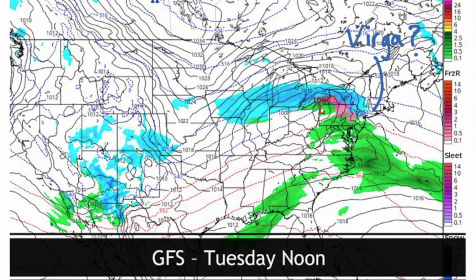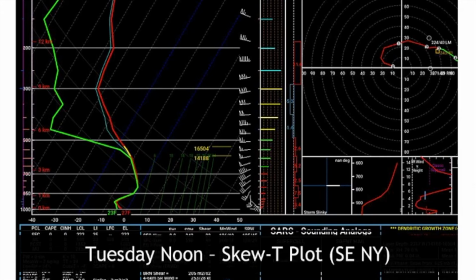So we move to tomorrow's situation, and this is tomorrow noontime, and I have a little area here circled, and it's marked with the word virga. Virga is precipitation that's shown off the radar, but it's not actually reaching the ground. So we forecast this by looking at Skew-T diagrams.